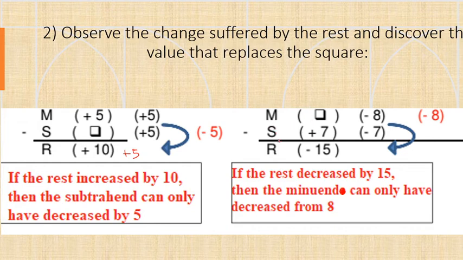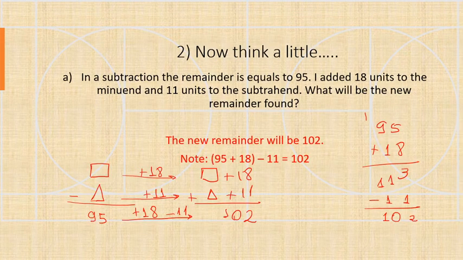Minuend, subtrahend, rest. So at the end, I have a subtraction of 15 units. And it says to me that I add 7 units in my subtrahend. This means that I subtracted 7 units in my rest. And I want to subtract in the total 15. So I have to do 15 minus 7, it will give me 8. So I know that I subtracted 8 units from the minuend. Okay? Then, now think a little.